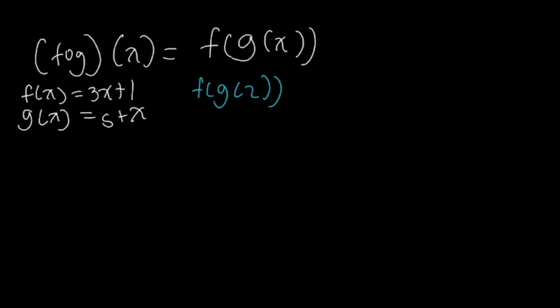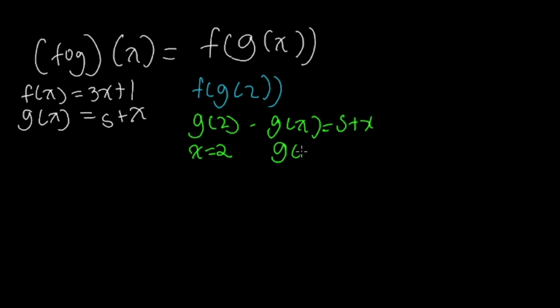Alright, so first of all, we have to solve for f of g of 2. We can start by solving for g of 2 first. Just as x is replaced by 2, x is equivalent to 2 in this case. Since g of x is equivalent to 5 plus x, and x is equivalent to 2, g of 2 would be equivalent to 5 plus 2, which is equivalent to 7. Now that we have gotten this, we can solve.